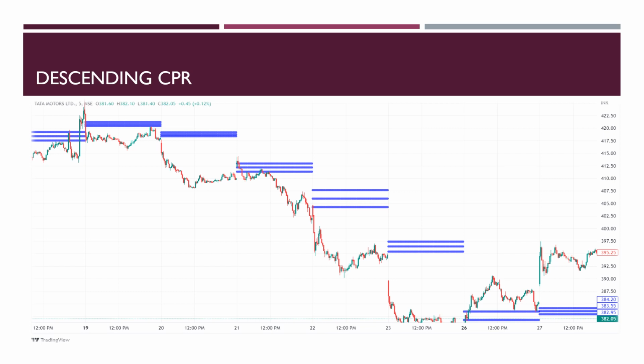Next, descending CPR. Here each day the level of CPR is decreasing. It means now the market is in a downtrend. So now the trader can look for short entries.